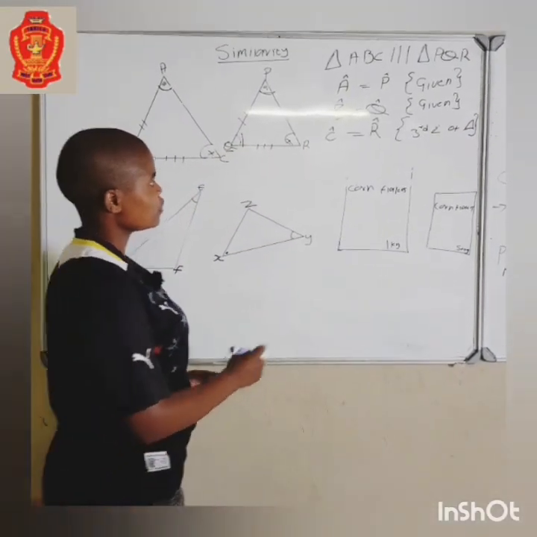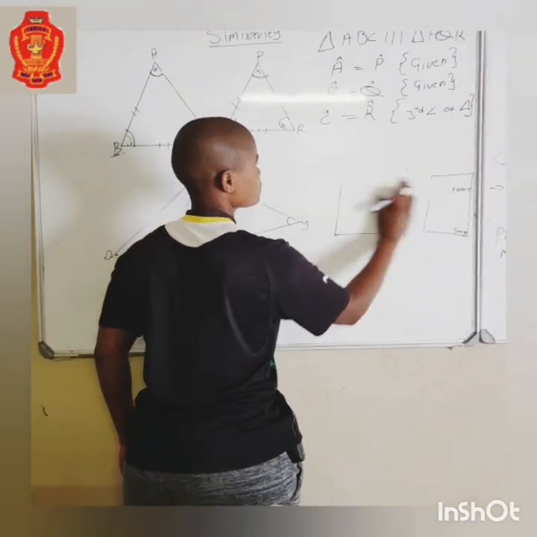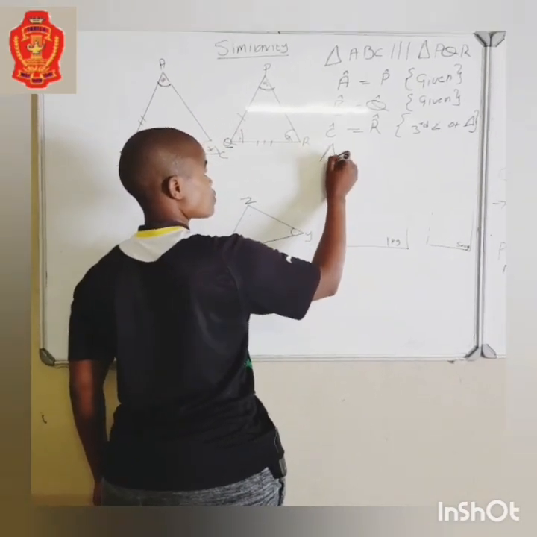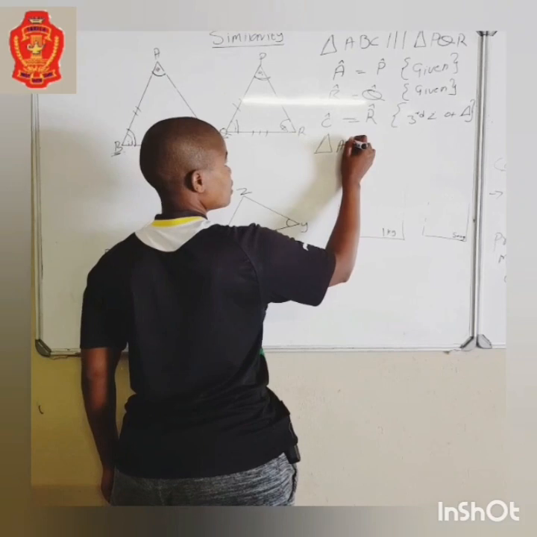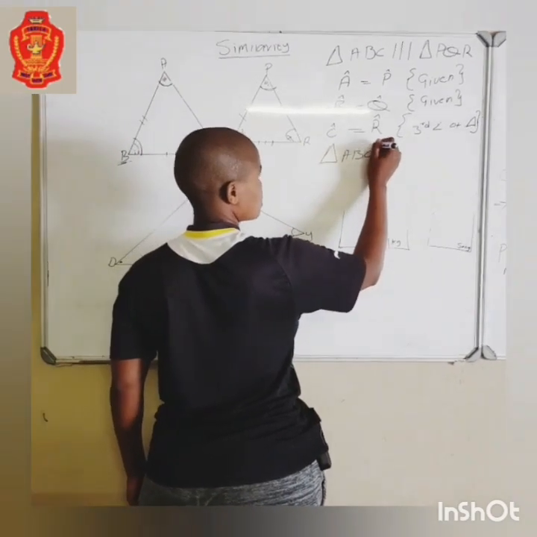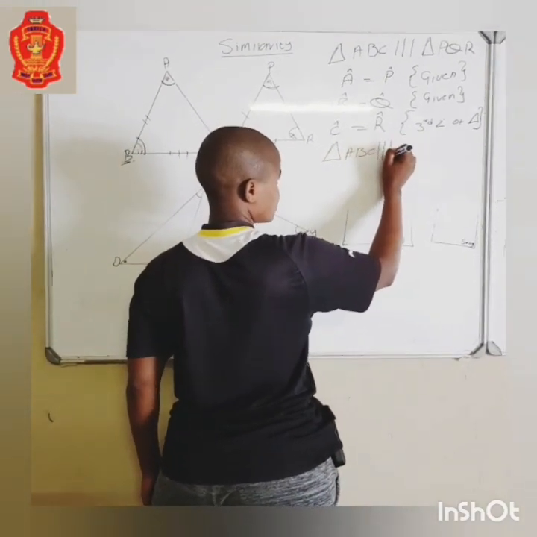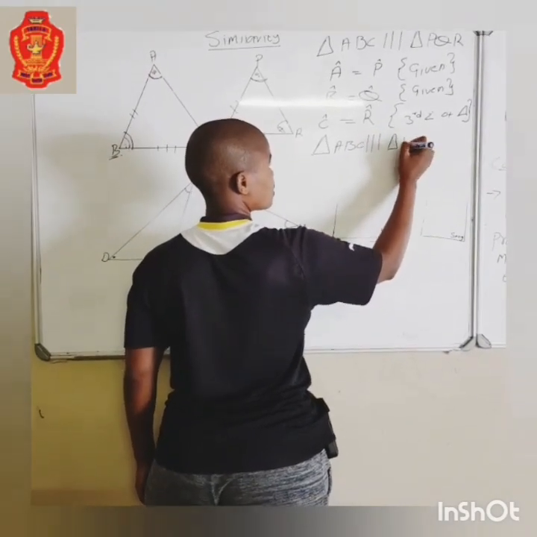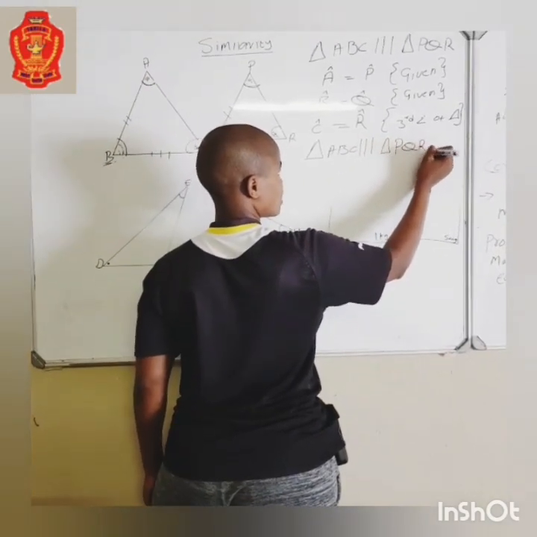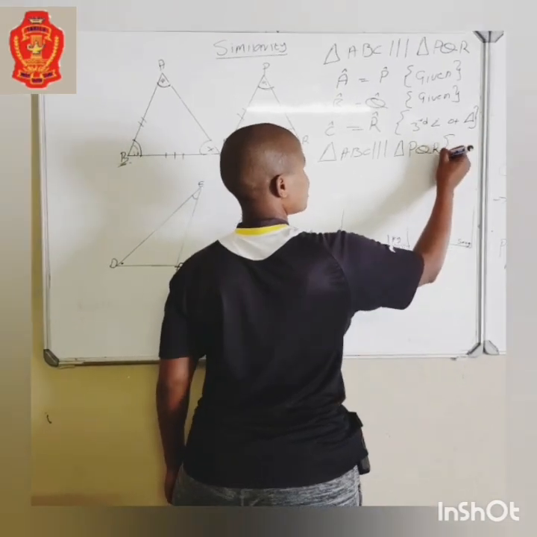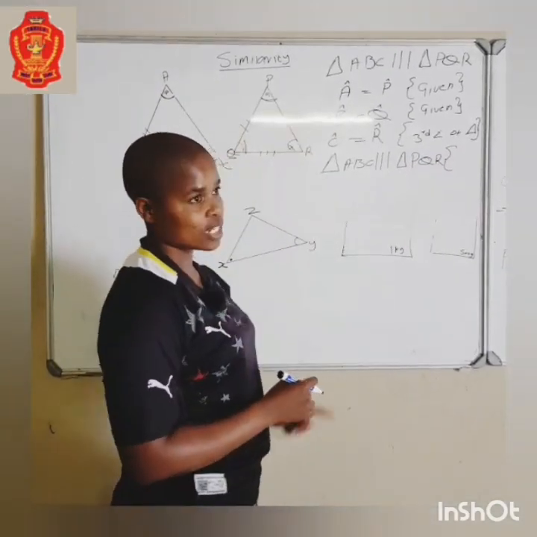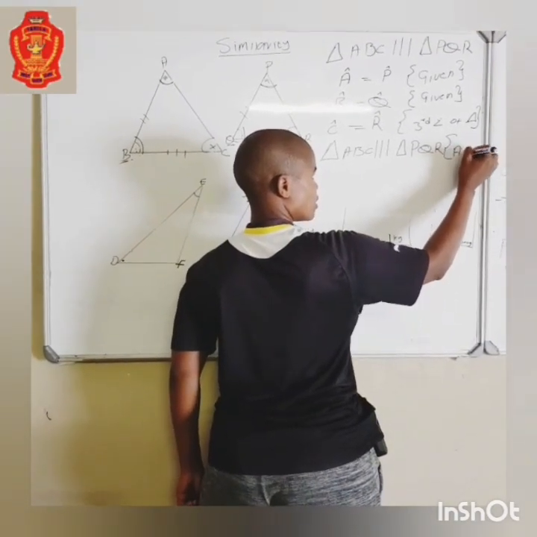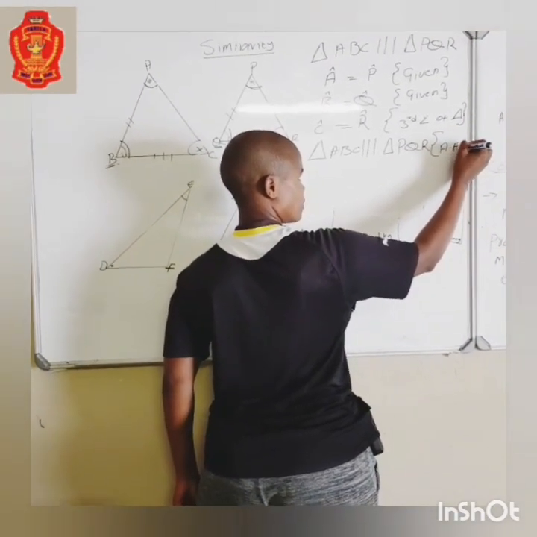Okay, therefore I'm going to say triangle ABC is similar, this is the sign of similar, to triangle PQR. Why? Because three angles are equal. And then I'm going to write angle, angle, angle.